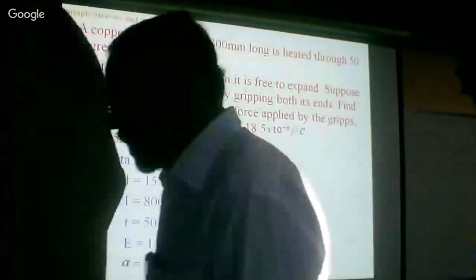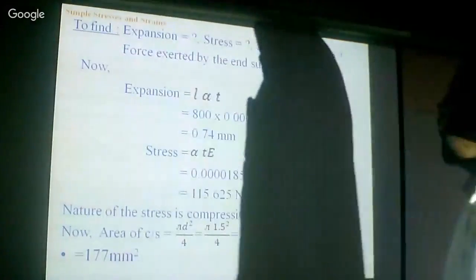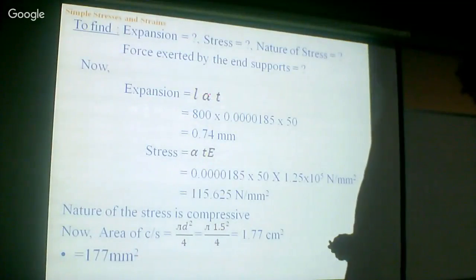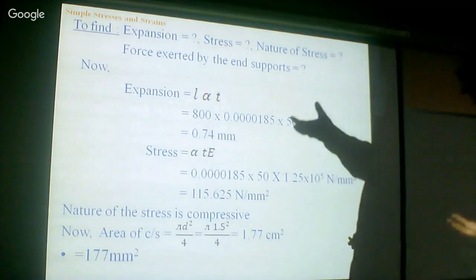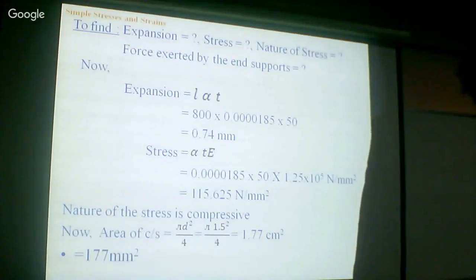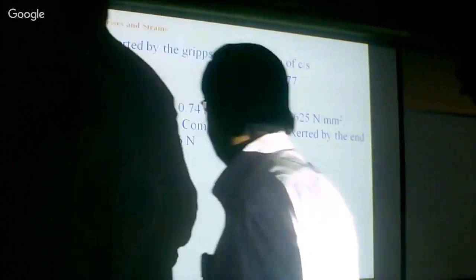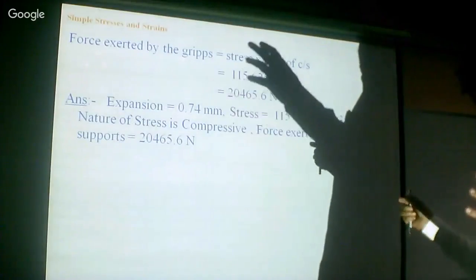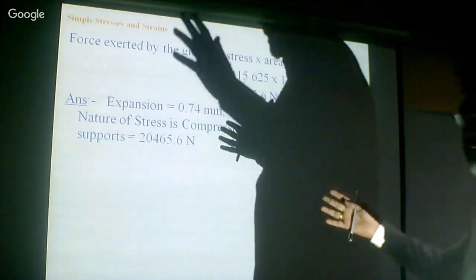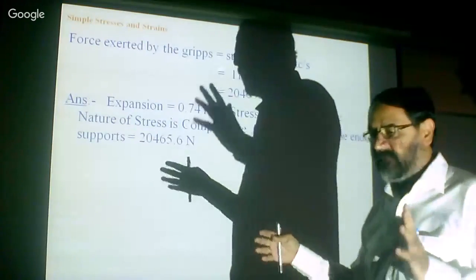Write down the given data, and from this data we can calculate the free expansion. The expansion prevented. When you increase the temperature by a certain amount, through 50 degrees centigrade, the expansion takes place. The stress is strain multiplied by Young's modulus. Now we can calculate the required quantities from the given data with first principles. That is the force exerted when we are restricting the body not to expand. Then what is the amount of force exerted on the supports?